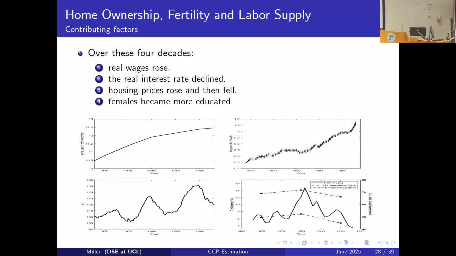What happened over these four decades? Real wages rose, real interest declined, housing prices rose and then fell. Females became more educated. You can see schooling going up, wages going up. These are actually standard errors on a wage regression. Housing prices going up, but whoa. And then the interest rates over this period, and this is the period we're looking at using PSID.